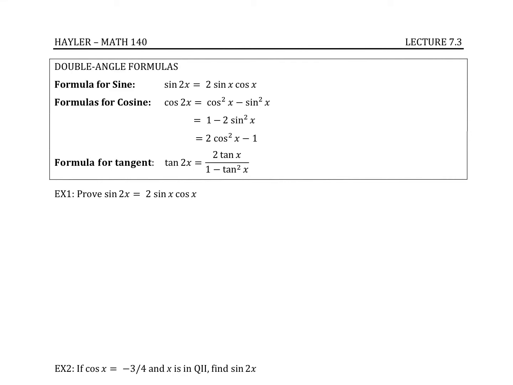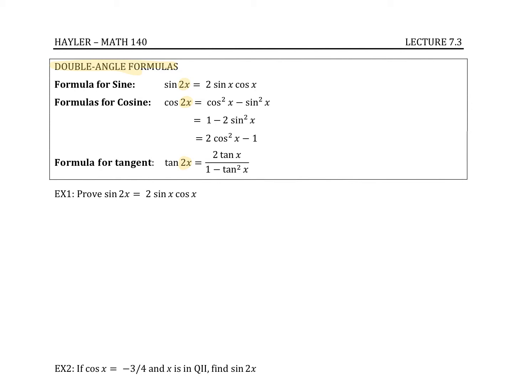Welcome to lecture 7.3. So now we have something called double angle formulas. What does that mean? Well, double the angle means twice the angle. So if you look at all of these closely, where there usually is x, we actually have something times that x, and it's twice that angle. So we have some formulas for sine, cosine, and tangent.